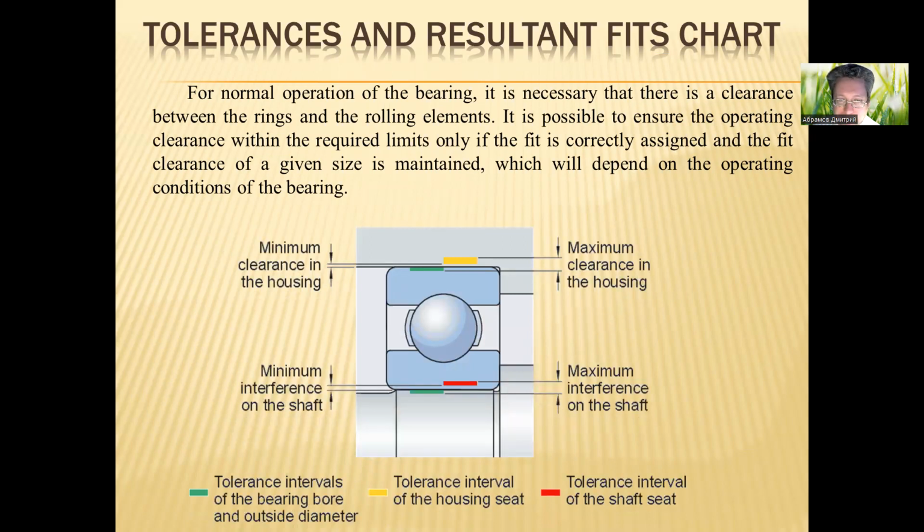Now, in the figure, you can see minimum clearance in the housing or maximum clearance in the housing. Minimum clearance on the shaft and maximum interference of the shaft. Minimum interference of the shaft and maximum interference on the shaft. Green is the tolerance intervals of the bearing bore and outside diameter. Yellow, tolerance interval of the housing set, and red, tolerance interval of the shaft set.